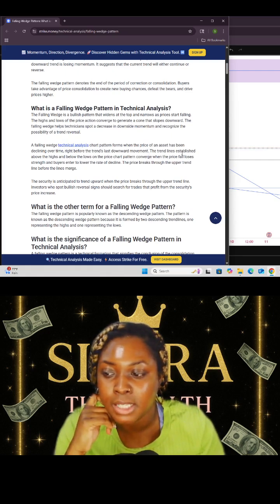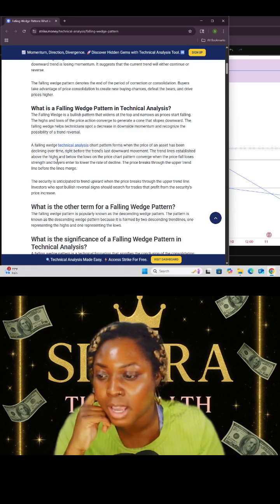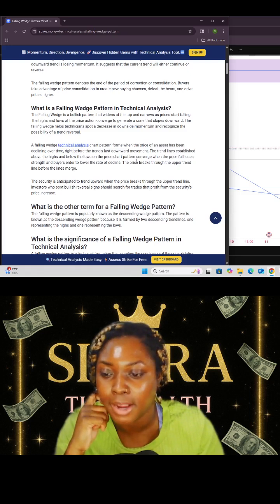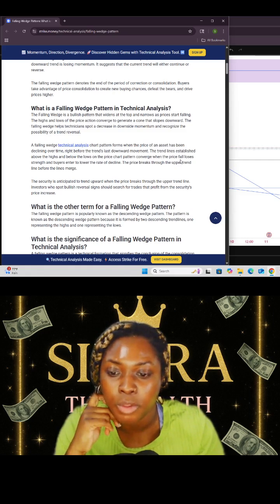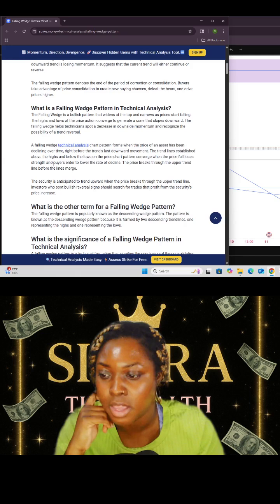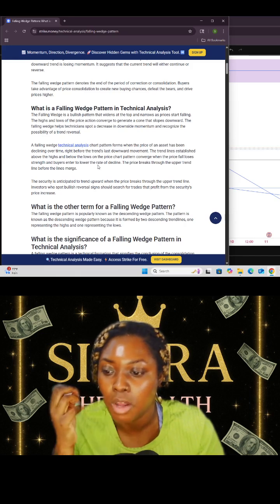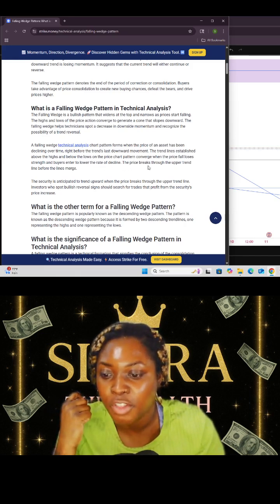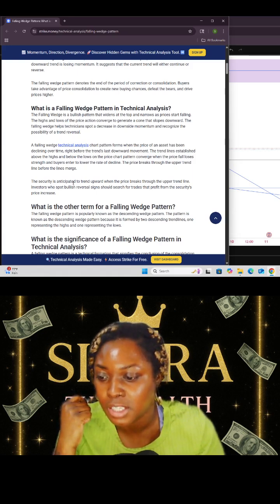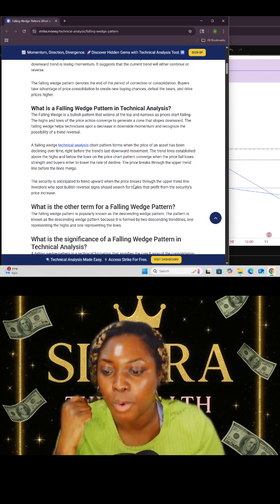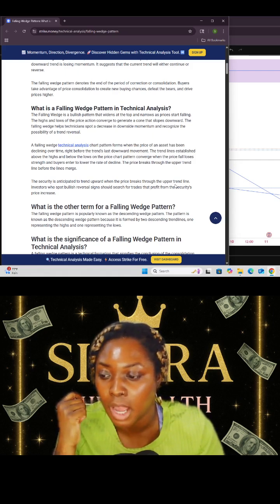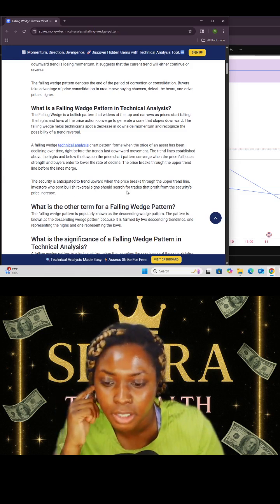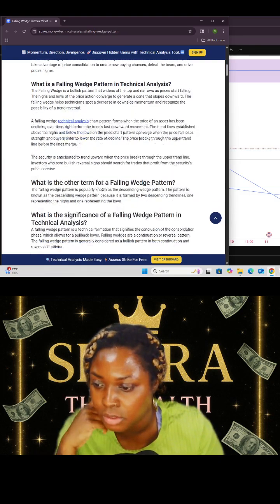The trend lines established above the highs and below the lows of the price chart pattern converge when the price fall loses strength and buyers enter to lower the rate of decline. The price breaks through the upper trend line before the lines merge. The security is anticipated to trend upward when the price breaks through the upper trend line. Investors who spot bullish reversal signs should search for trades that profit from security price increases.